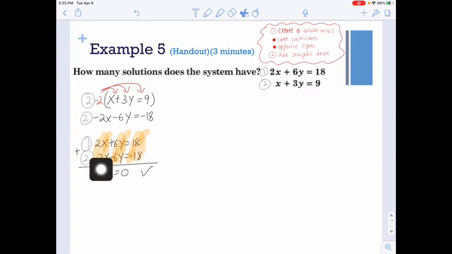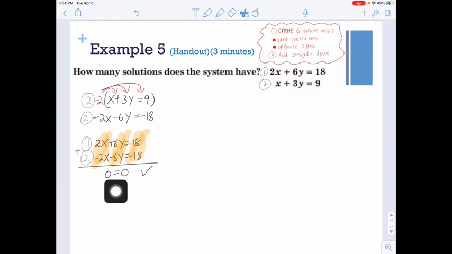Adding straight down, we get 2x minus 2x is a 0 pair. 6y minus 6y is also a 0 pair, so we have nothing left on the left-hand side. You can't leave it blank though. Nothing left means we have 0. And then on the right side, we have 18 minus 18, which is also a 0 pair. So again, we have to write 0. This leaves us with the equation 0 equals 0.